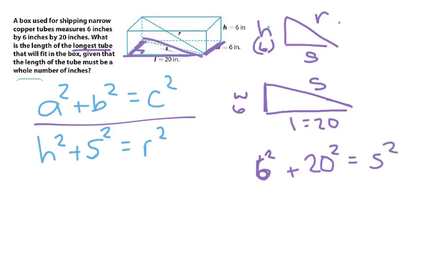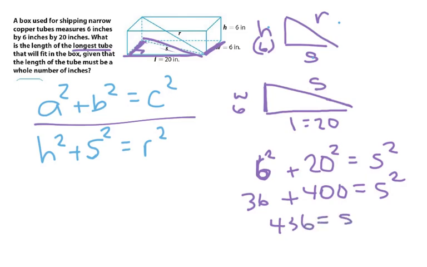Yep. Okay, so that would be 36 plus 400 equals s squared. Did I do my math right? Yep. So 436 equals s squared, and I take the square root of both. This is not such a nice number as your previous problem, but s is going to equal 20.9, rounded to one decimal. Okay, inches. And it was inches, right?